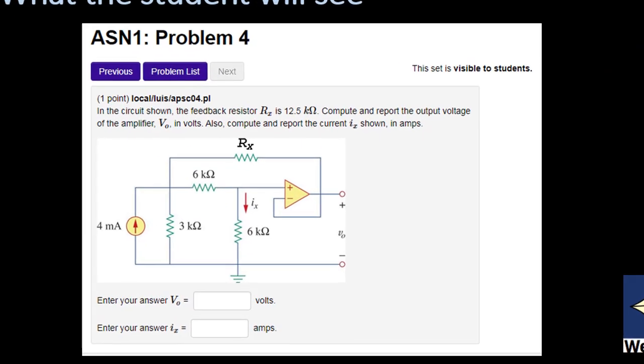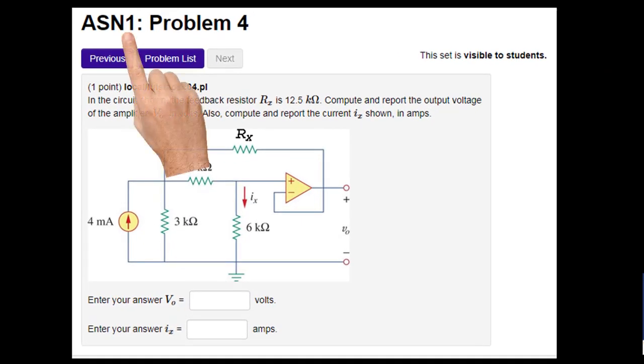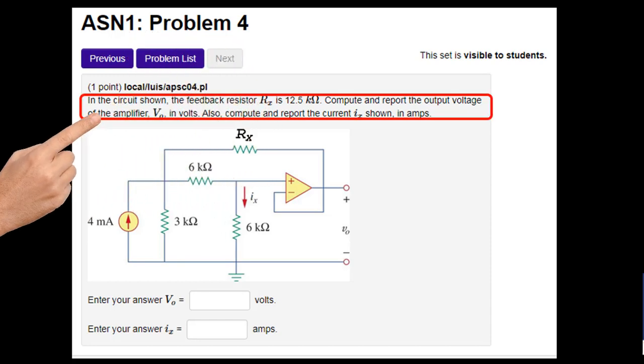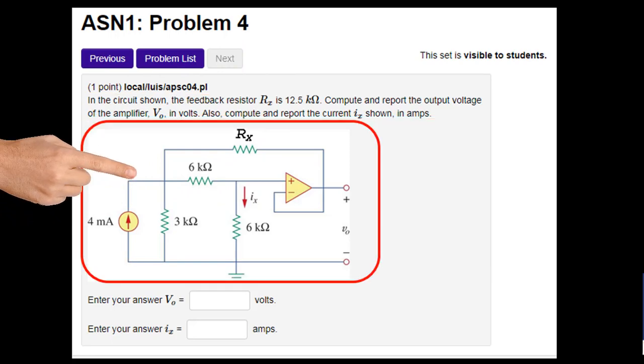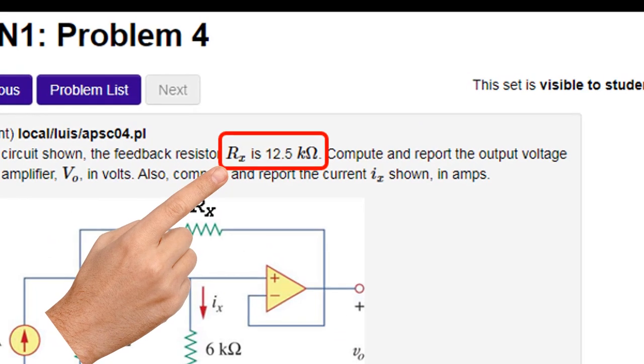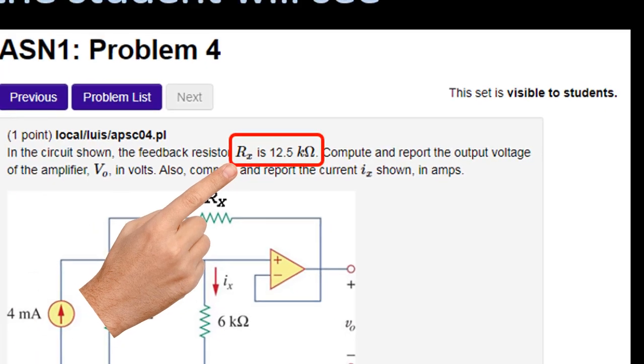That is what the student will see. That is a question. Assignment 1, problem 4. In it, we identify what is the description of the problem, what is the figure, and look it up here, a randomized parameter. We read the feedback resistor Rx is 12.5 kiloohms. Well, each student in the class will get a different value for Rx. That is a randomized parameter.